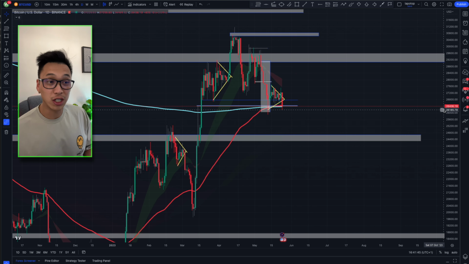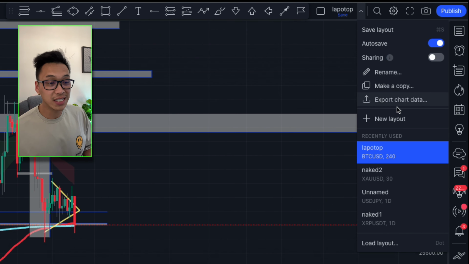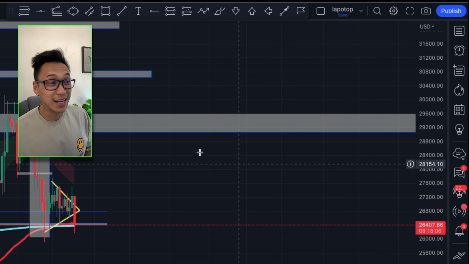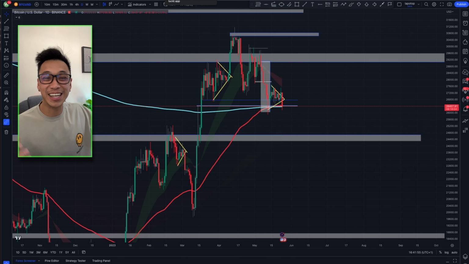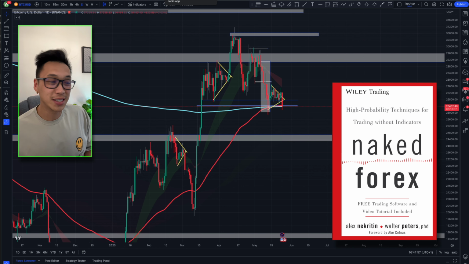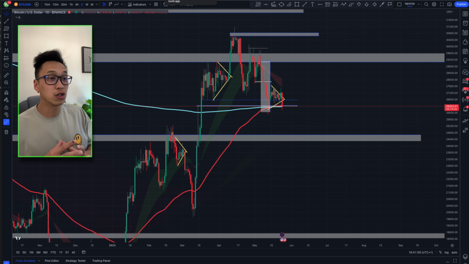But on my swing trading charts, on TradingView, you can actually save different templates. And as you save different templates, you can use them for swing and day trading. I have no idea why I named it Naked, not because I'm naked, but there's a book called Naked Forex, and the whole idea of it was just to trade on pure price action and pure zones. That's why I named it after Naked, if you're wondering why.